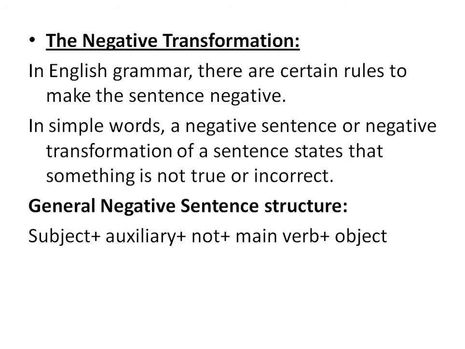So what is the general structure of the negative sentence? The general structure is the subject, then comes the auxiliary, then comes not, which is the sign of negation, then comes the main verb, then comes the object. If we are not following this kind of sentence structure, then our sentence would not be grammatical. So it is very necessary to follow this structure to transform the sentence into negative.